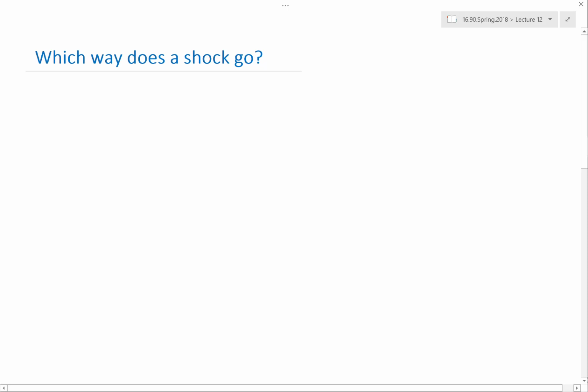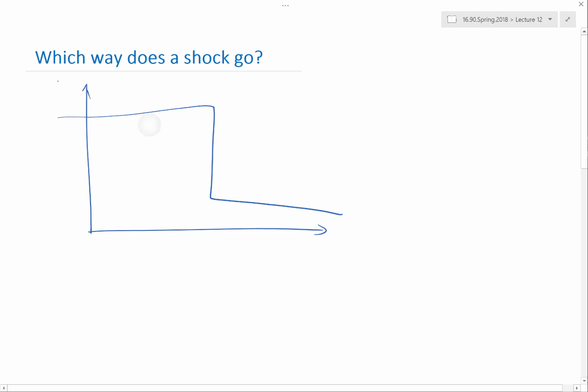So imagine I have a shock wave, right? And so this is my u, this is x. Not all shock waves are stationary in any frame of reference. In general, shock waves just move towards one side or another.